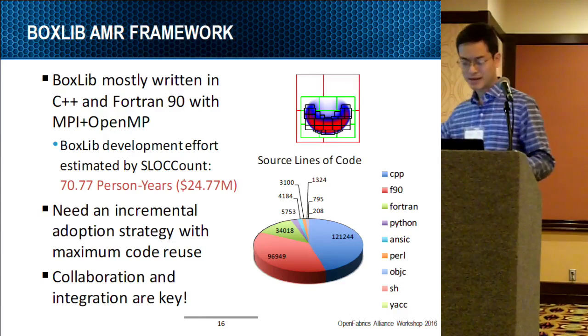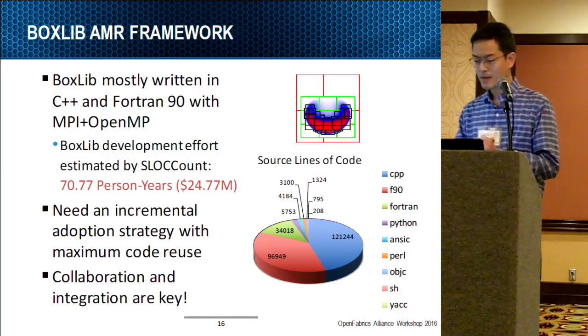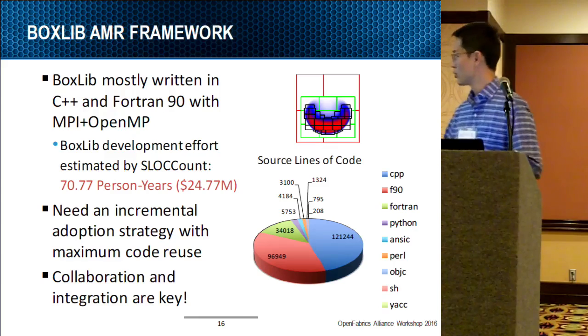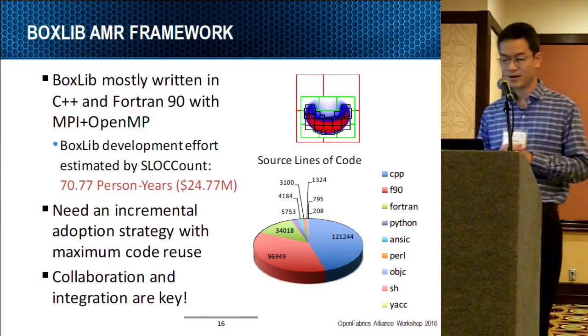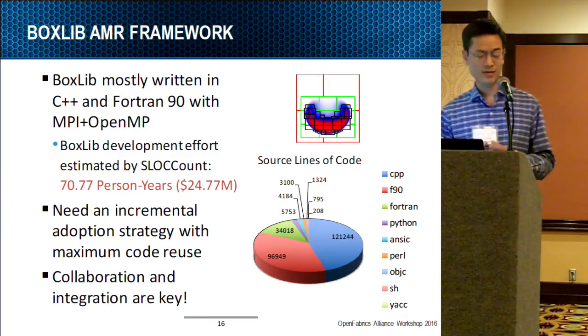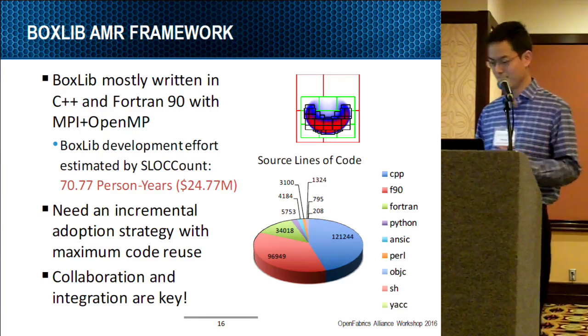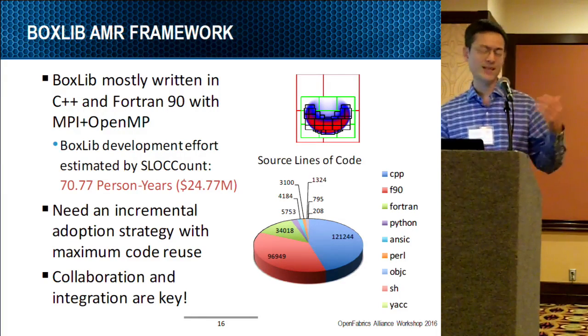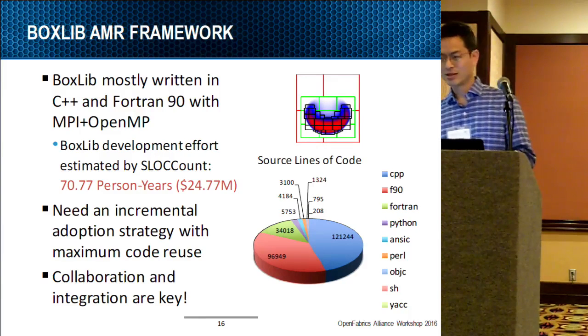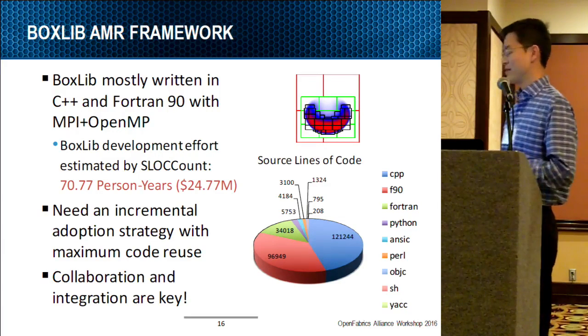So before we get started, we try to get some understanding about the code base. So we ran just SLOCCount on it. It estimates it would take 70 years to rewrite it. So apparently we don't have the resources, manpower to do it before exascale systems. So that's why we believe an incremental approach is very important.